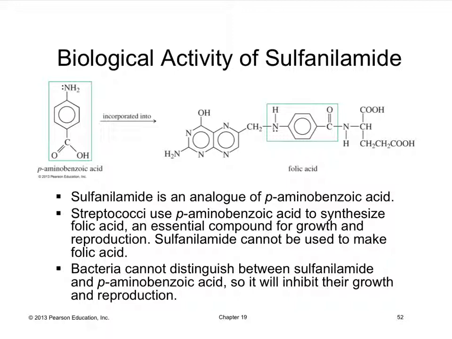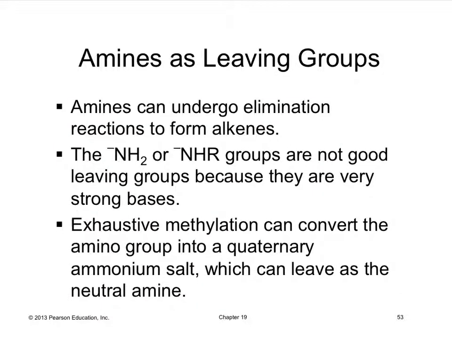There are other biological activities of sulfanilamides. Here's para-aminobenzoic acid, which is an analog of sulfanilamides, and you can incorporate that and synthesize folic acid, which is an essential compound for growth and reproduction. Sulfanilamides cannot be used to make folic acid. Bacteria cannot distinguish between sulfanilamide and para-aminobenzoic acid, so it'll inhibit their growth and reproduction, and that's how it works against streptococcus.